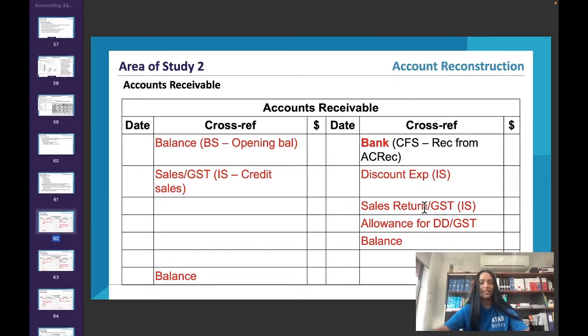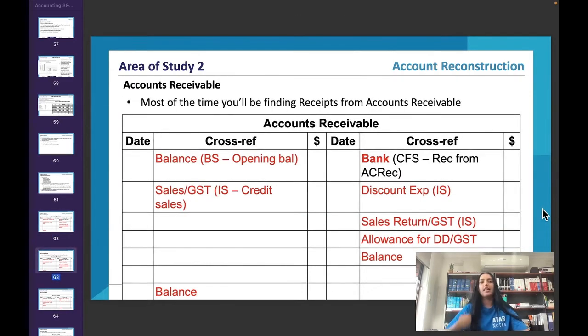We make a credit sale and then the customer returns the inventory. And we also have allowance for doubtful debts. And then the closing balance, of course. And then most of the time, with the reconstruction of the accounts receivable ledger account, the missing figure that you'll be finding is receipts from accounts receivable. So this figure right here.